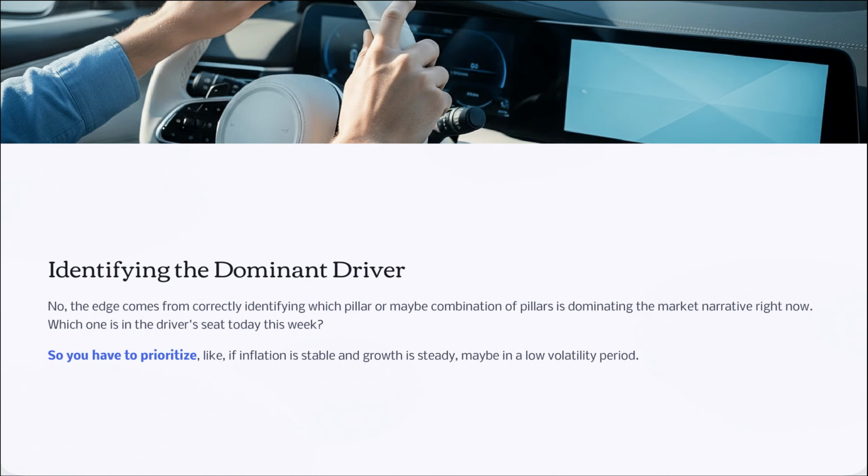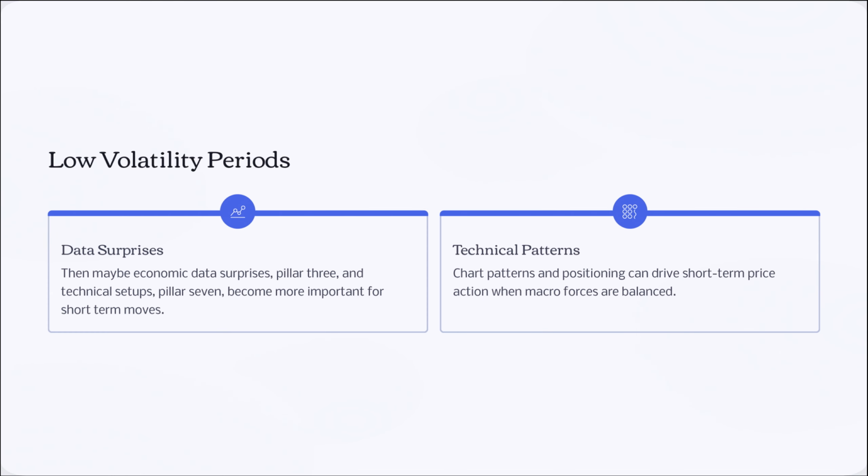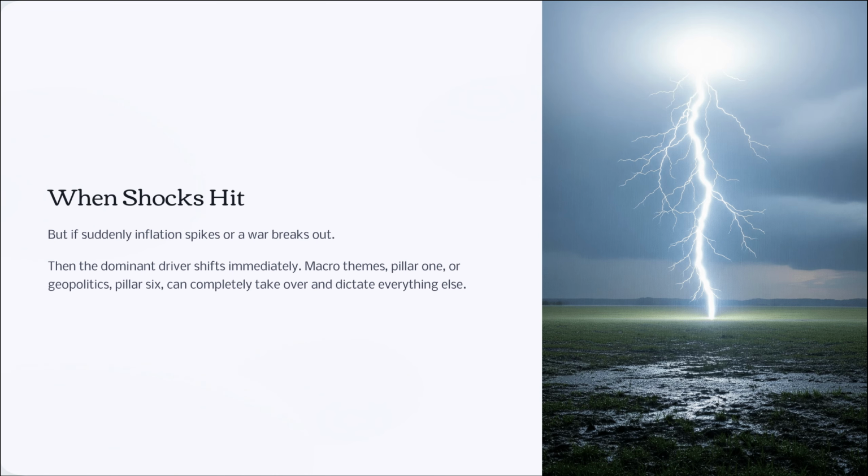So you have to prioritize. Like if inflation is stable and growth is steady, maybe in a low volatility period, then maybe economic data surprises, Pillar 3, and technical setups, Pillar 7, become more important for short-term moves. But if suddenly inflation spikes or a war breaks out, then the dominant driver shifts immediately. Macro themes, Pillar 1, or geopolitics, Pillar 6, can completely take over and dictate everything else.